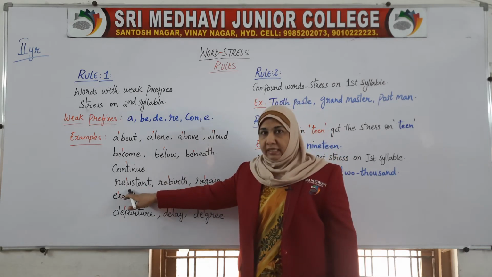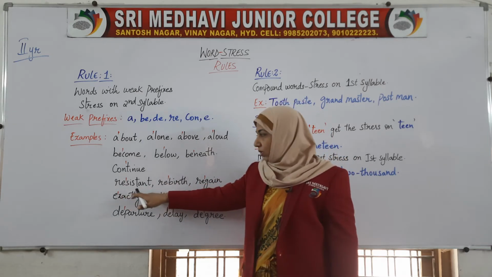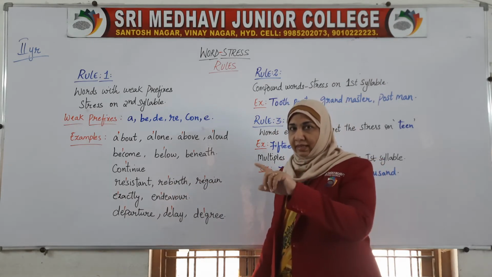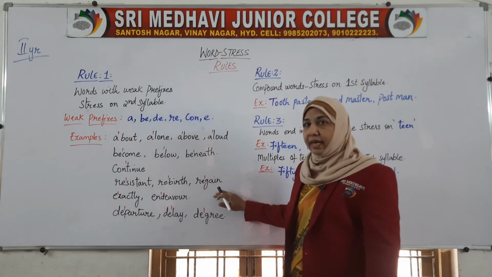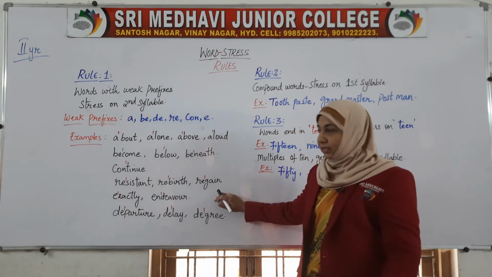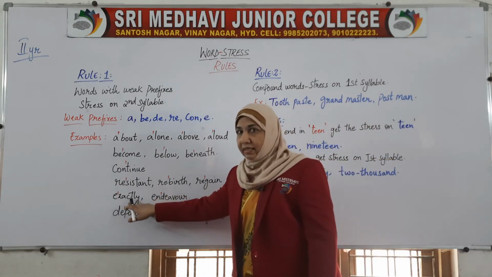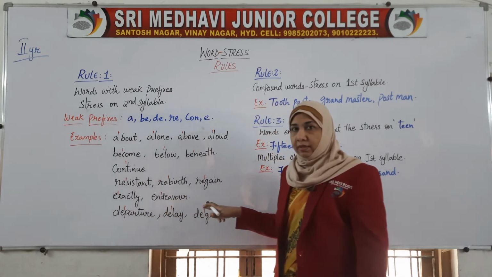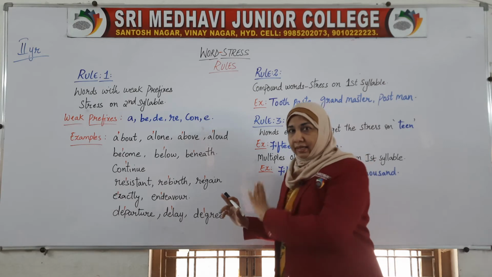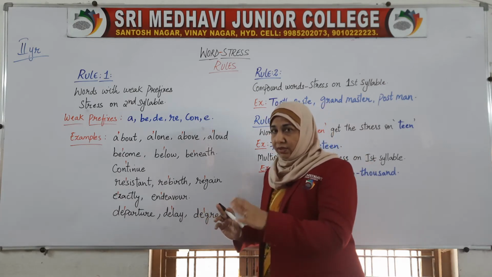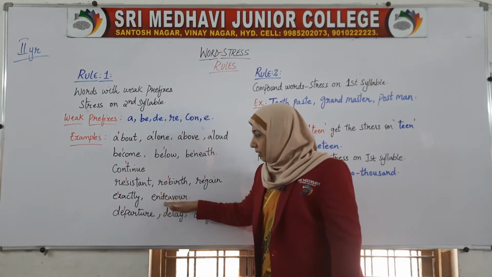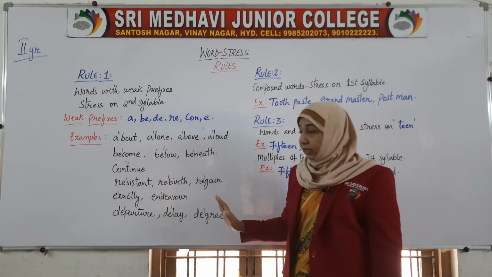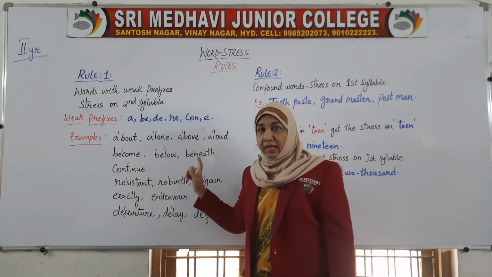Resist, with a z sound here. Then rebirth, B, second syllable. Regain, again second syllable. Endeavor, second syllable, not the first. Endeavor is a trisyllabic word. Many of them are trisyllabic words.